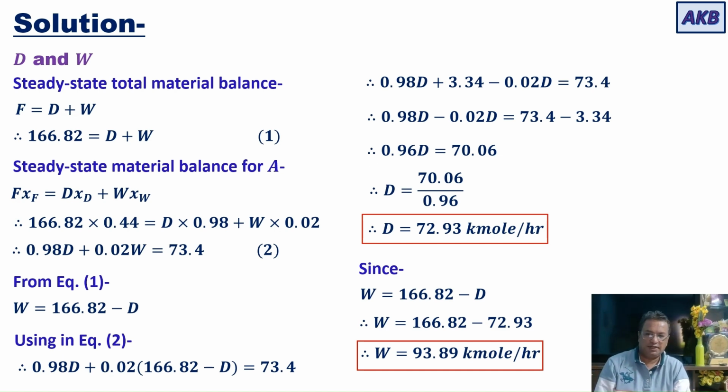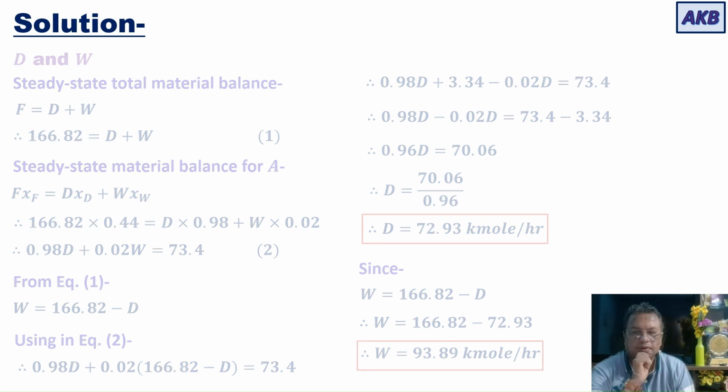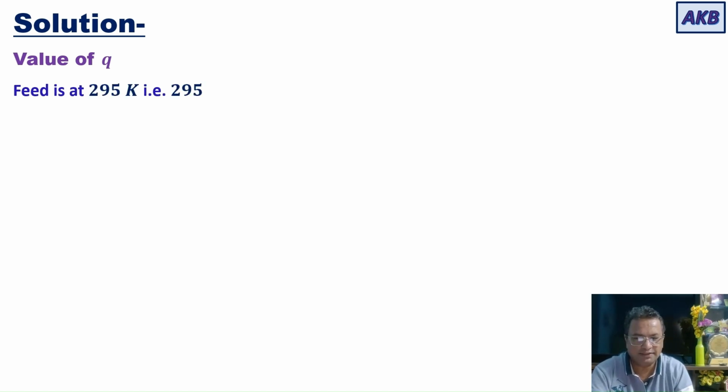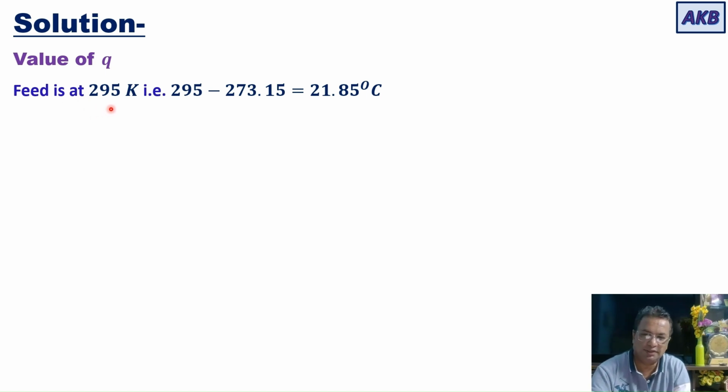Okay. Now let us move next. Next, we will find the value of Q. For that, what is known to us? We know that feed is at a temperature of 295 Kelvin. That is, in degrees Celsius, it would be 21.85 degrees Celsius. So that is how you got that: 295 minus 273.15 gives us the temperature as 21.85 degrees Celsius.